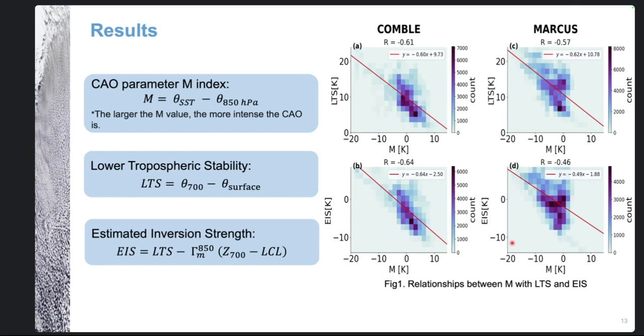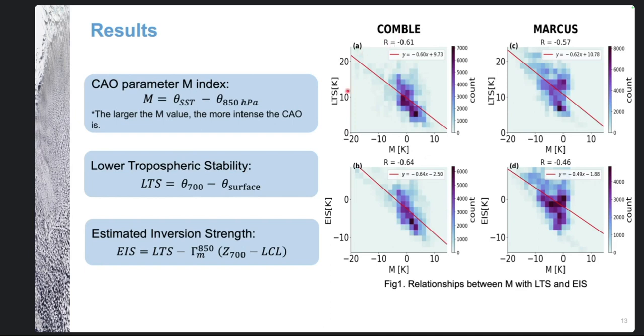So this Figure 1 shows the relationship between the LTS, EIS, and the M. All the COMBLE measurements are listed in the left column, and all the MARCUS measurements are listed in the right column. The markers A and B show the negative correlation trend between these two parameters. Here the R is the Pearson correlation coefficient.